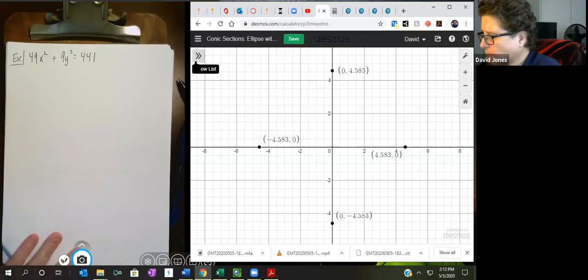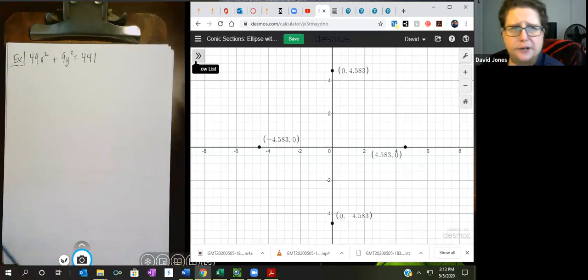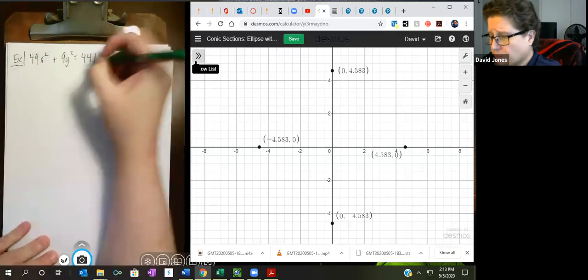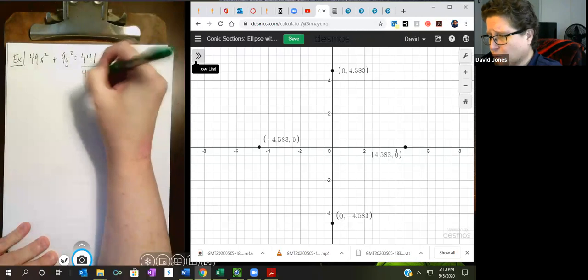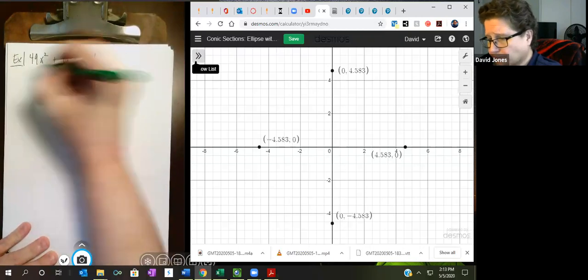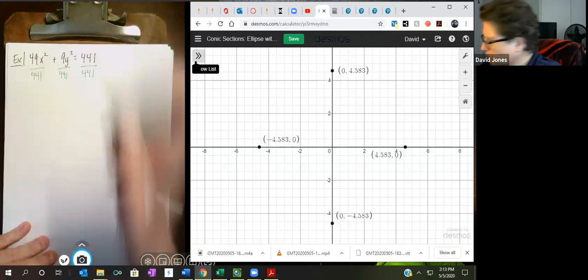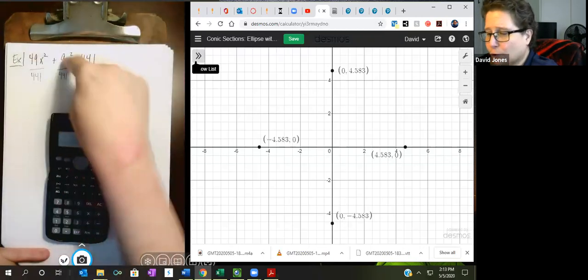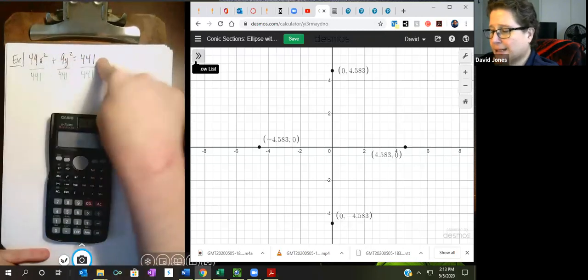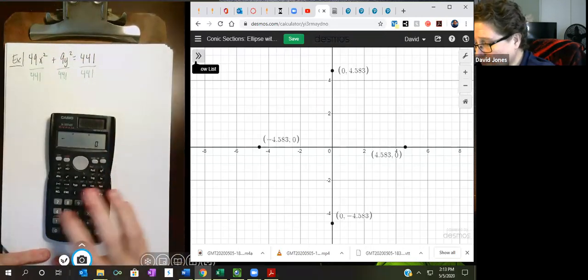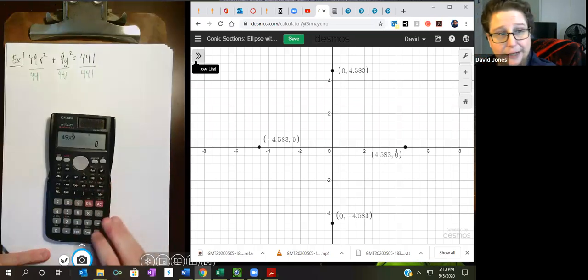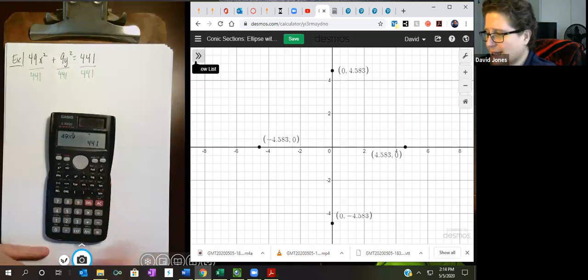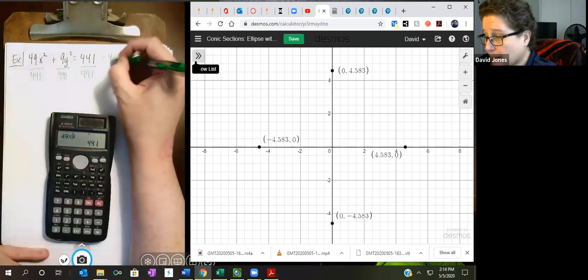All right. What's the first thing we wanted to do? You want to make the right side equal to 1. Let's divide everything by 441. Now, what you should do every time you see something like this, check to see if these two numbers here multiply to make that number over here. Because if they do, everything cancels out just fine. 49 times 9 is 441.